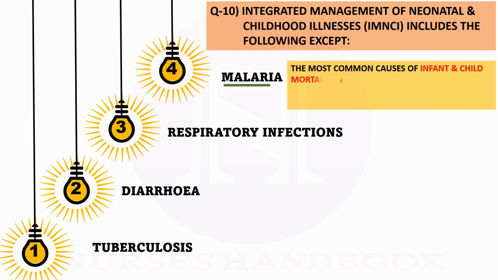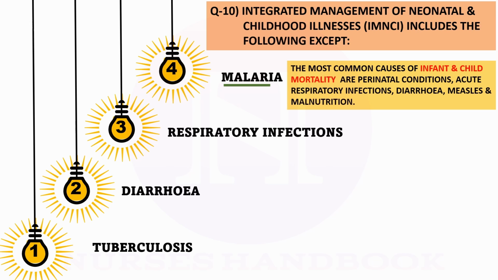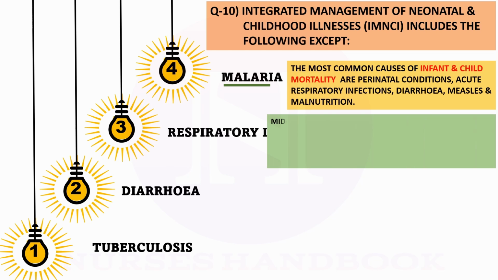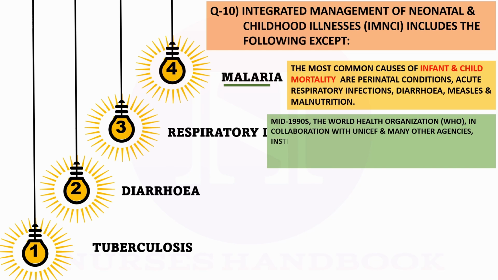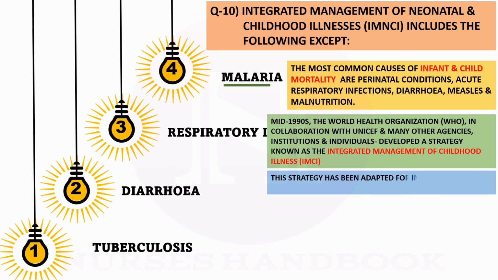The most common causes of infant and child mortality are perinatal conditions, acute respiratory infections, diarrhea, measles, and malnutrition. In the mid-1990s, the World Health Organization, in collaboration with UNICEF and many other agencies, institutions, and individuals, developed a strategy known as the Integrated Management of Childhood Illnesses (IMCI). This strategy has been adapted for India as Integrated Management of Neonatal and Childhood Illnesses (IMNCI).